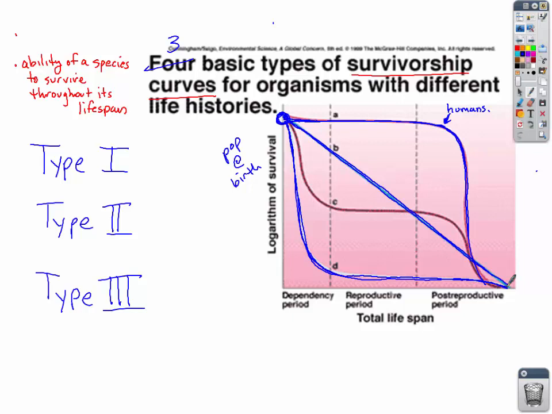An example of a Type 3 species would be most plants, maybe mice. Throw mice in there: you have a huge litter, but only a few actually live. Those are two good examples of a Type 3.